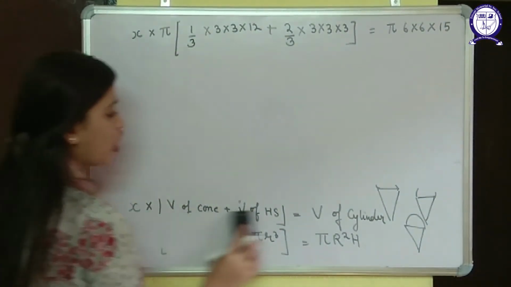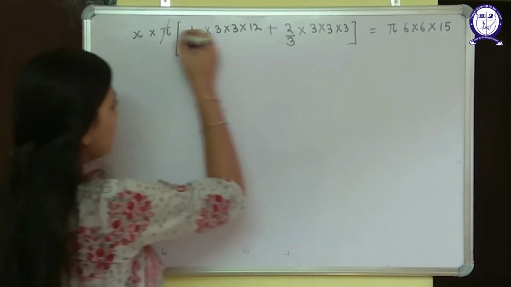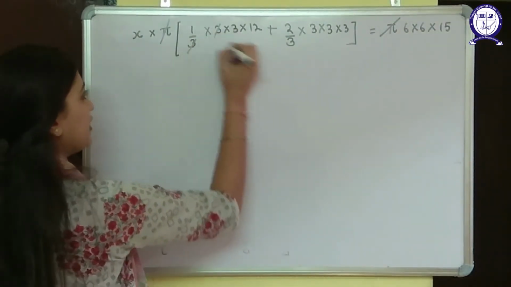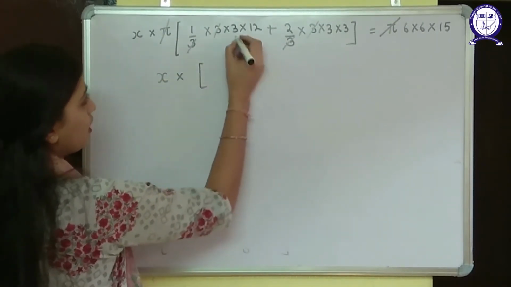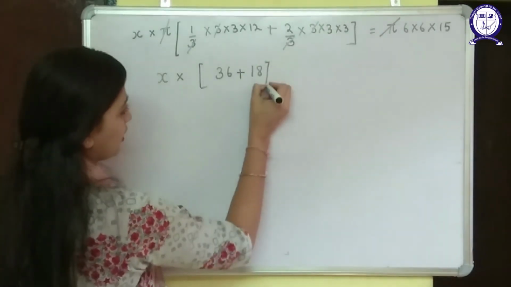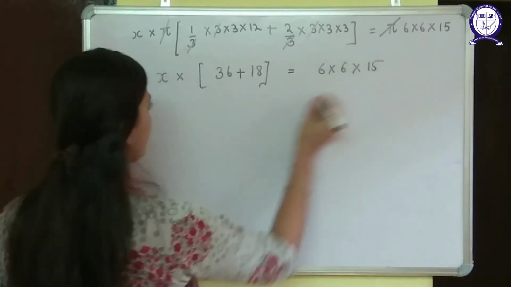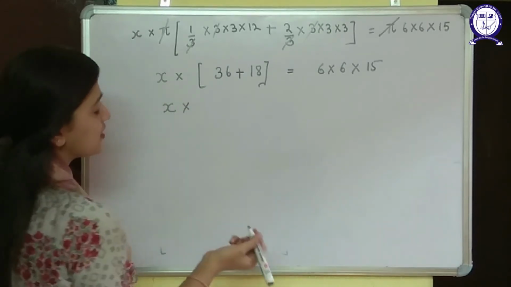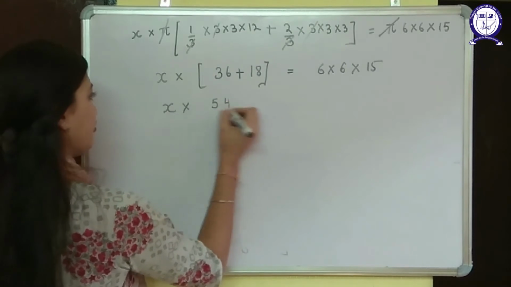Okay, so I need to solve this and find the value of x. First of all, this pi will be eliminated from here. Then this 3 and 3, 3 and 3. So what will it be? It will be 36 plus 18 equals to 6 into 6 into 15. I am not multiplying it, because it will be eliminated soon. This is my 36 plus 18, 54.